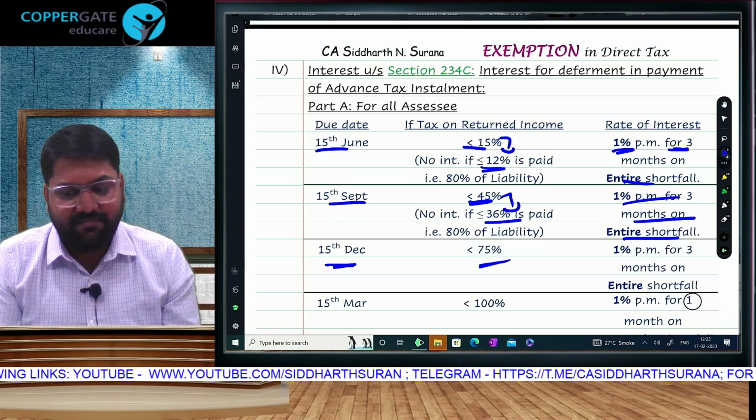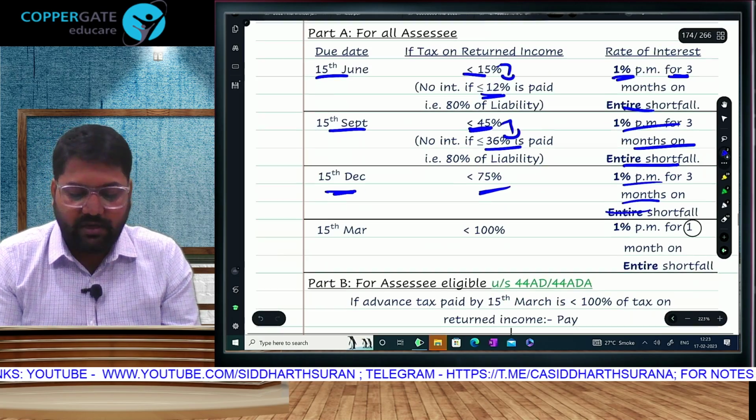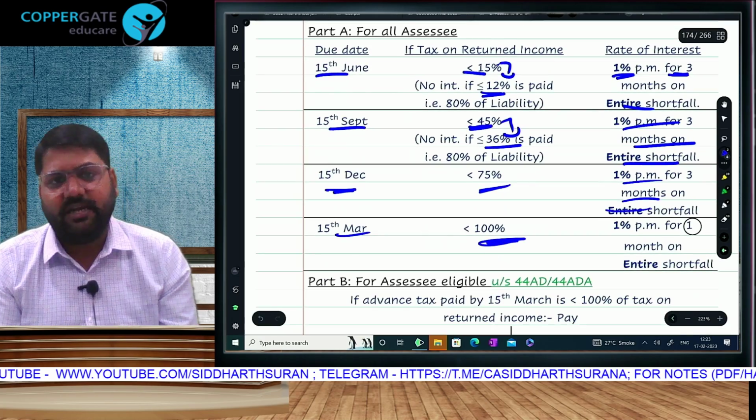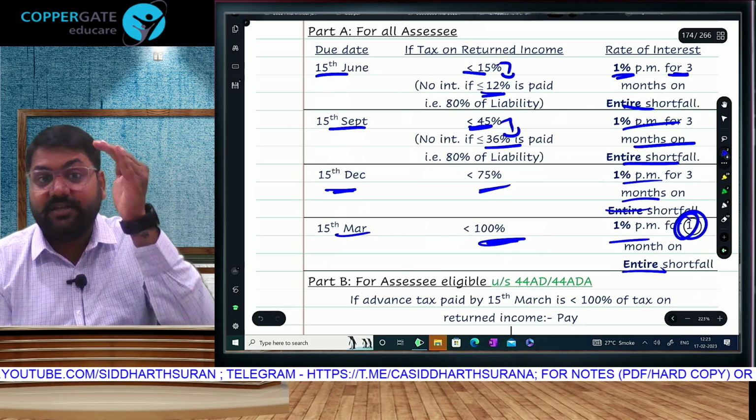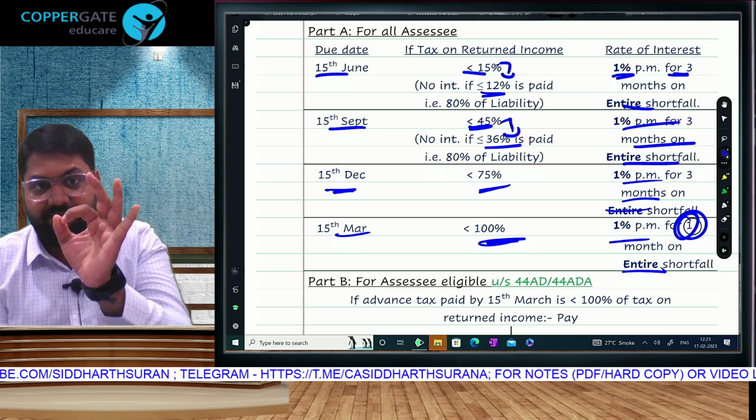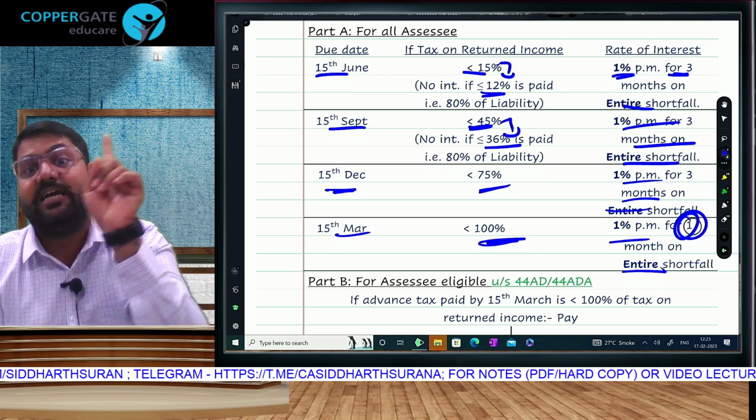Here you don't get any margin. Entire shortfall 1% for 3 months, and on 15 March you have to pay 100% if you miss this date. Shortfall 1%, but only for 1 month. It is 3331 shortfall into 1%. 3 months, 3 months, 3 months, and last May 1 month.